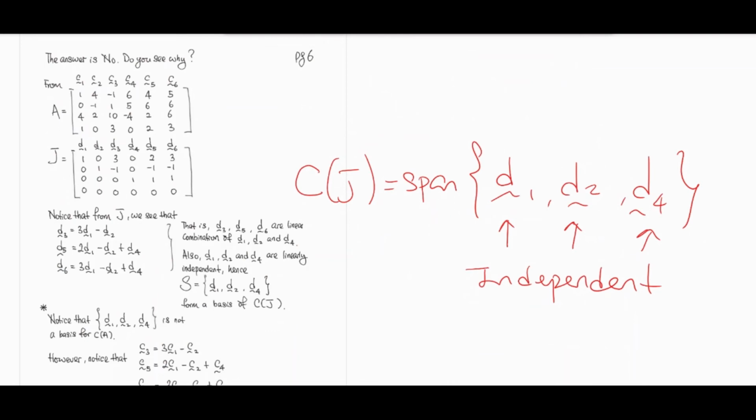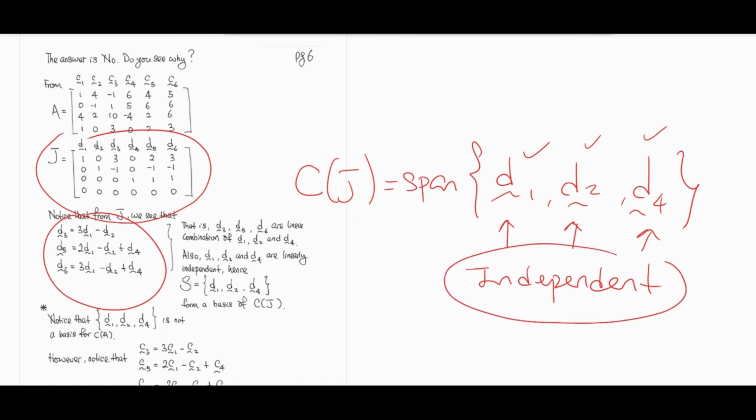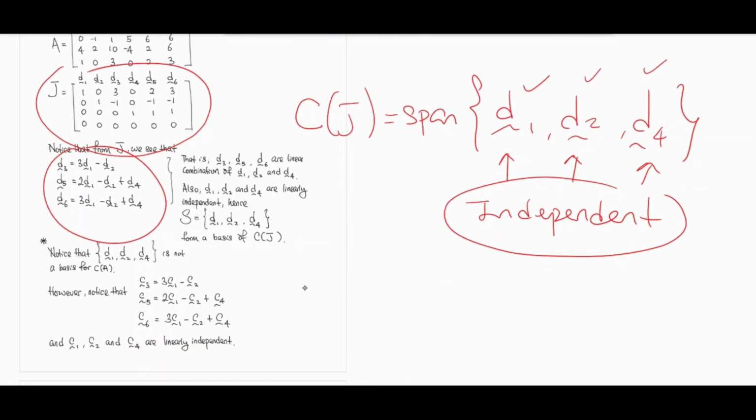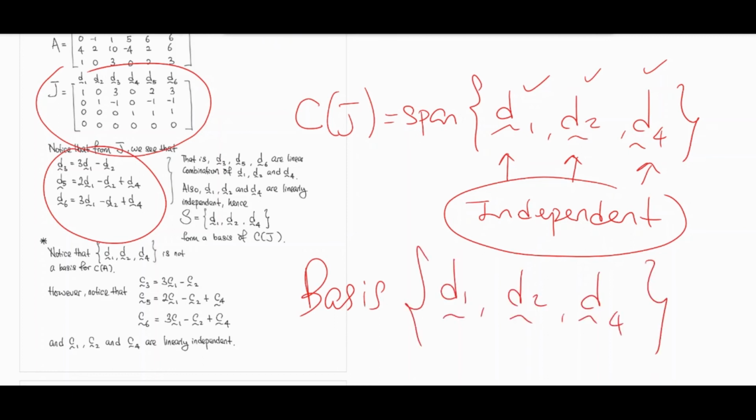Now, the implication is, if you look at the RREF matrix, our matrix J, we know that the entire column space of J is spanned by these 3 vectors and these 3 vectors only, because the rest of the vectors are linear combinations of D1, D2, and D4. Also, by just visual inspection, we know that these 3 vectors are independent. Therefore, a basis that we can choose for the column space of J is D1, D2, and D4.